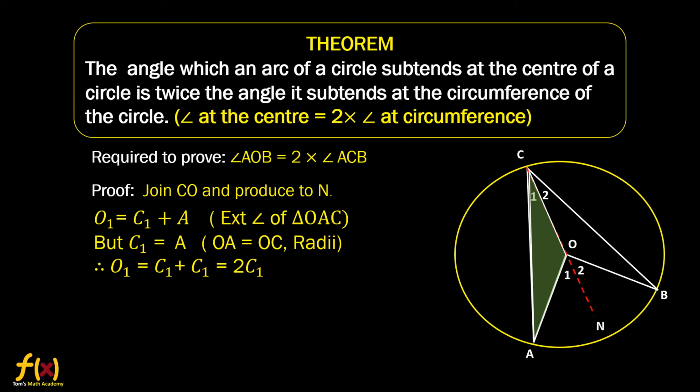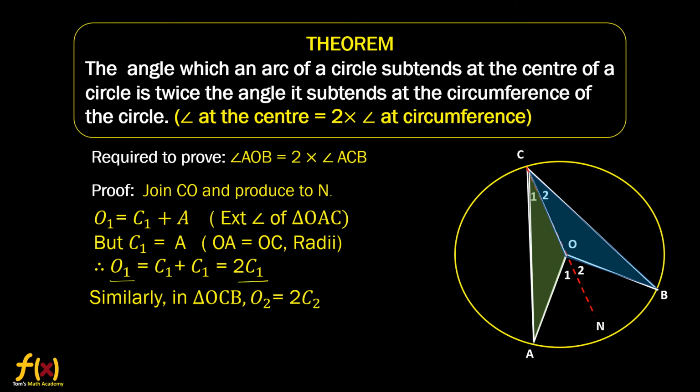Now, we use the word similarly. Similarly, we go to the next triangle here. Here we got O1 equal to 2C1. Now we can write O2 is equal to 2C2. We don't need to repeat the steps again. We use the word similarly.